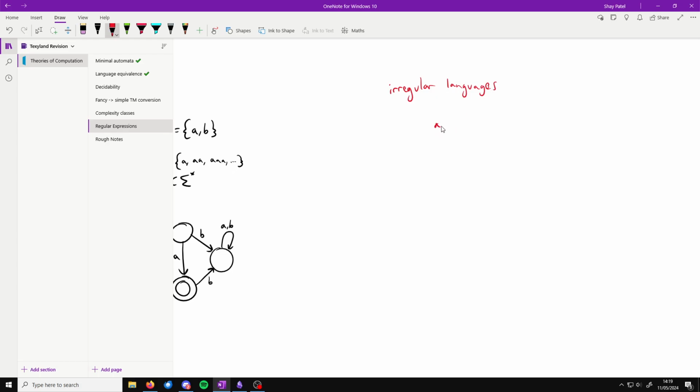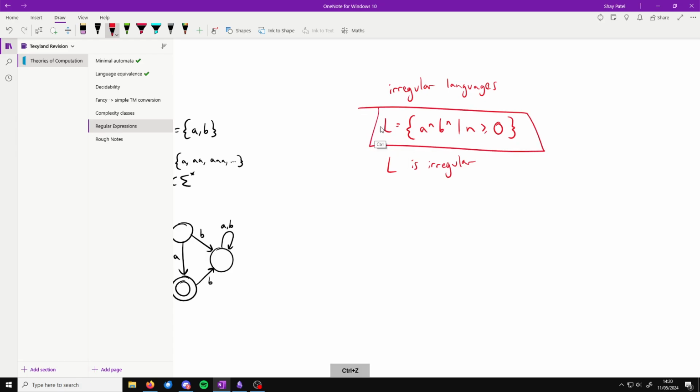A to the n, b to the n. Okay, yeah, so if we had something like a to the n, b to the n, such that n is greater than or equal to 0, if this was our language L, L is irregular. Reason being, we can't represent this as a DFA. So this wouldn't be a finite automaton. We'd need an infinite number of states to represent this.